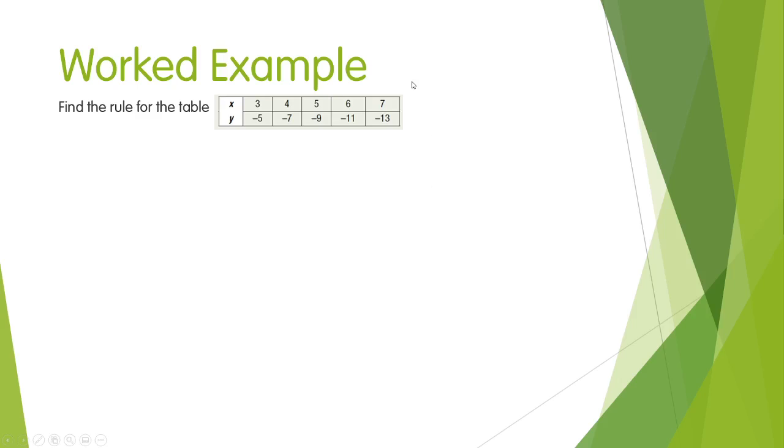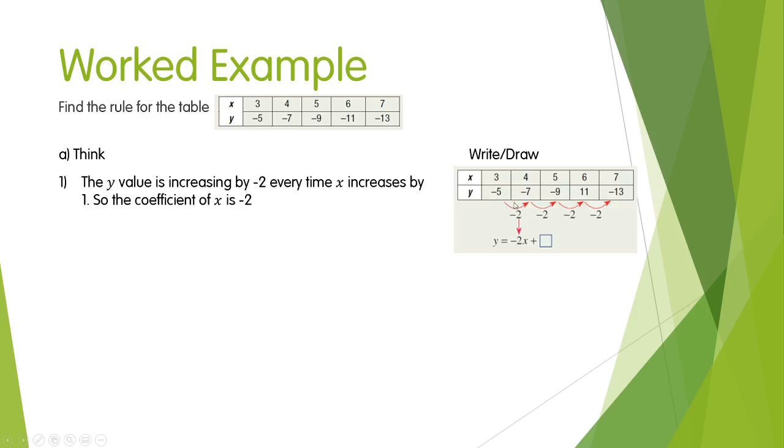Here's another example. Now this one's a little bit harder. We don't have that x is 0 value. So we'll go through. We can see that it's decreasing this time by 2. So it's increasing by negative 2 each time we move along. So our coefficient is negative 2. So we've got this equation, y equals negative 2x plus some number. We don't know what that is.